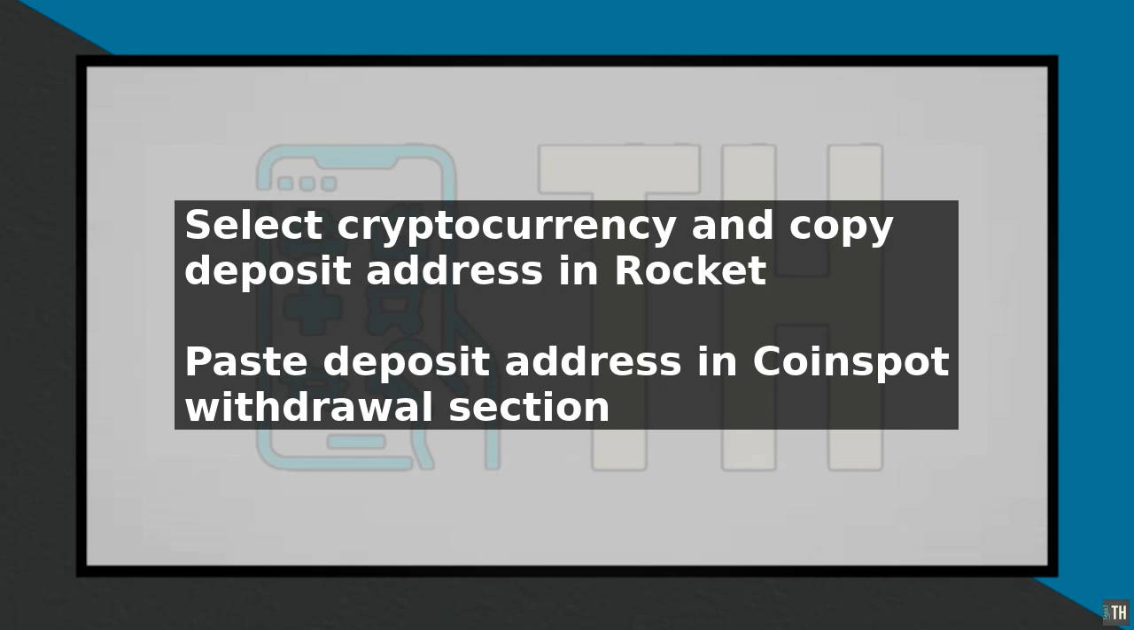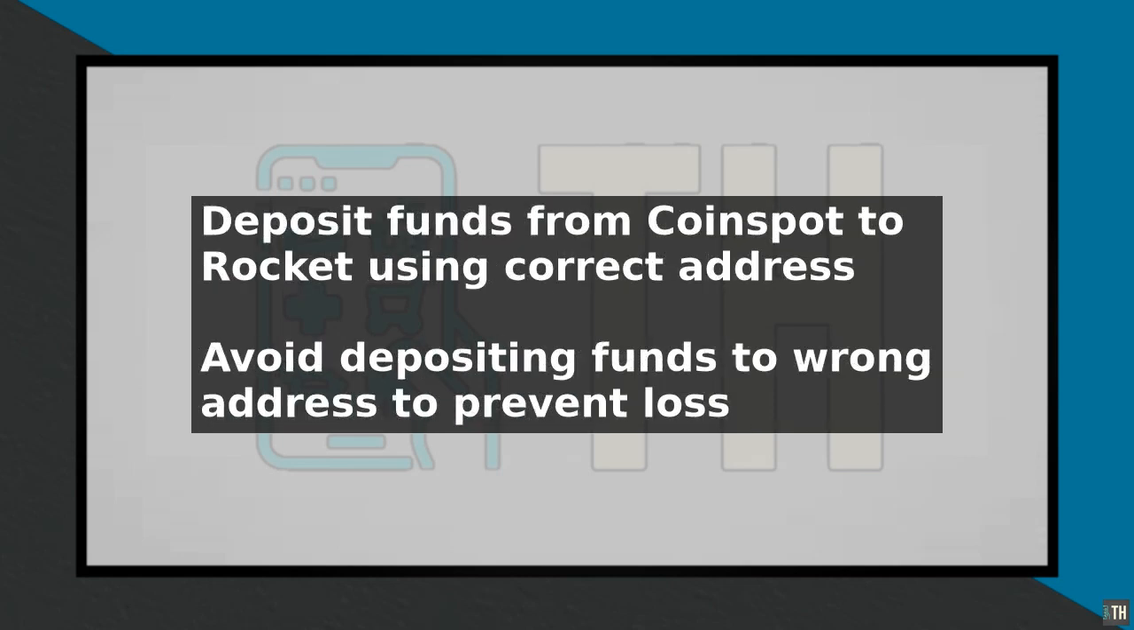It is essential to note that you should only deposit funds from your Coinspot account to your Rocket account using the deposit address provided by Rocket. Depositing funds to the wrong address may result in the loss of your funds. After you have deposited funds into your Rocket account, you can start creating and automating your trading strategies.